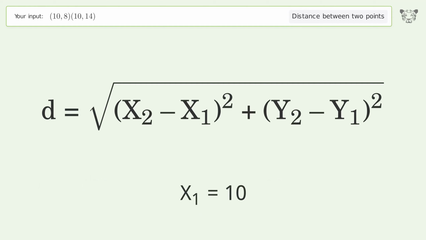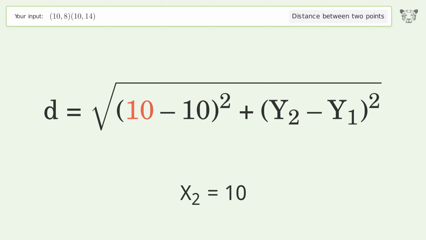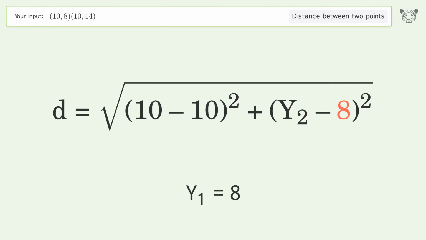x1 equals 10. x2 equals 10. y1 equals 8. y2 equals 14.